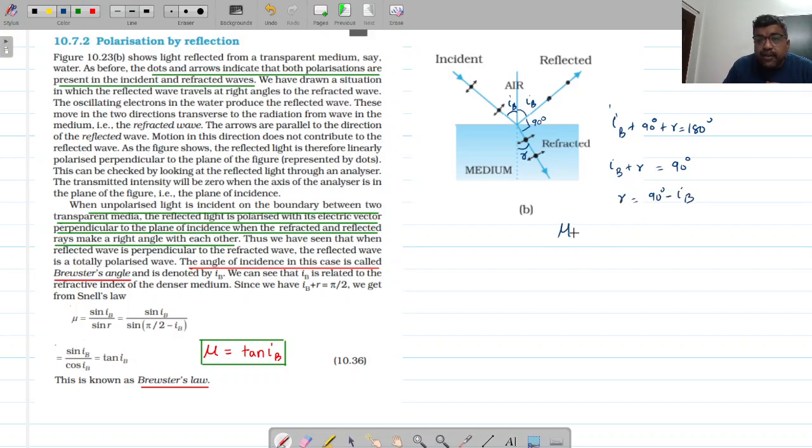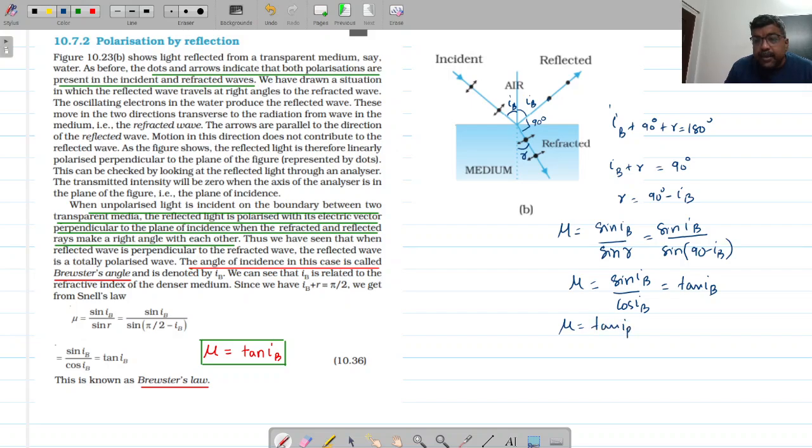So if mu is the refractive index, mu is equal to sin IB by sin R. That is Snell's law. So sin R can be replaced by sin of 90 minus IB, that is cos IB. So mu is equal to sin IB by cos IB, that is equal to tan IB. So mu is equal to tan IB.